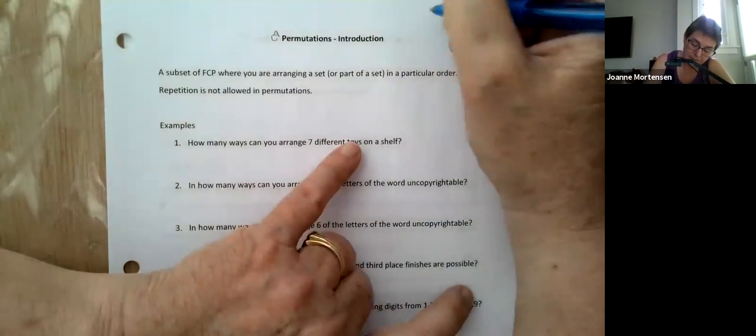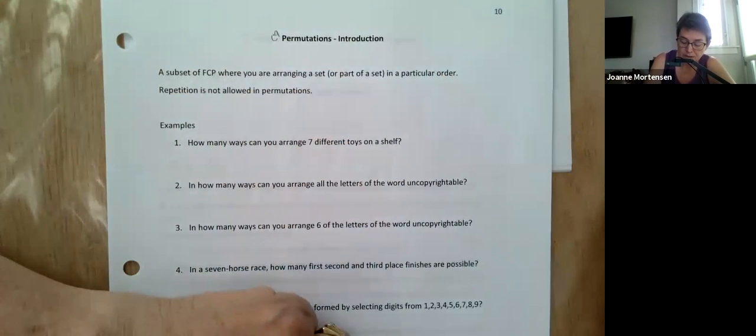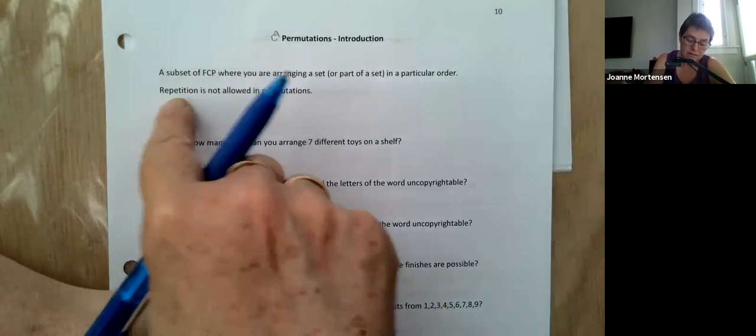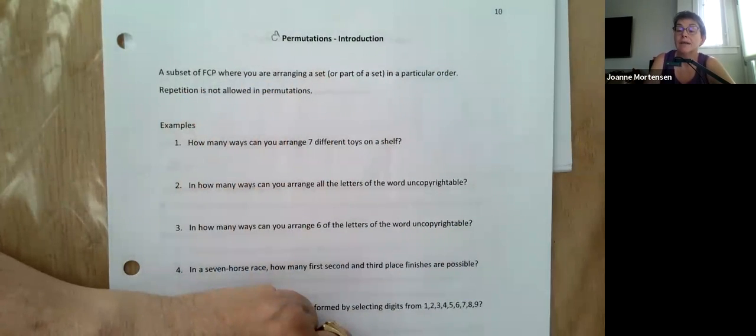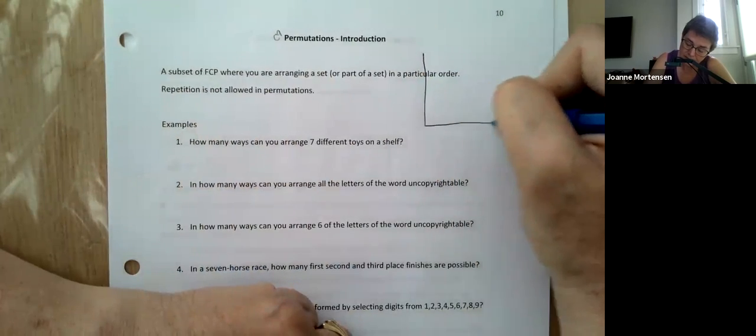Permutation, here we go. It's a subset of the fundamental counting principle where you're arranging a set or part of a set in a particular order. First of all, repetition is not allowed. So you know right away that's going to make life easier. You don't have to think, is it or isn't it?